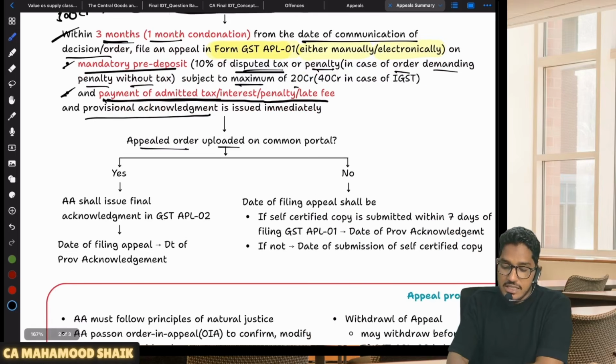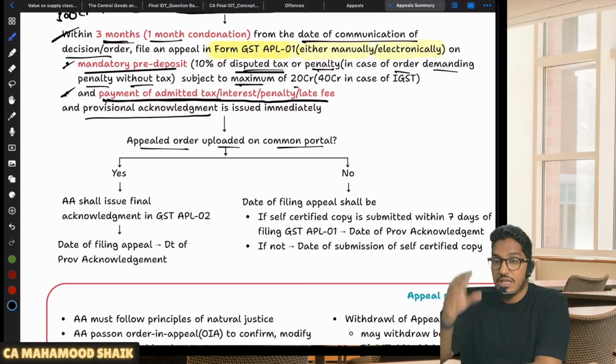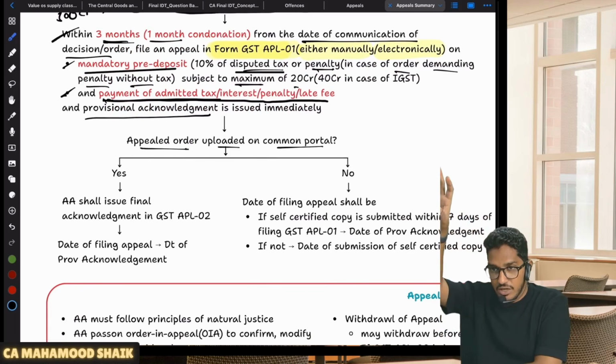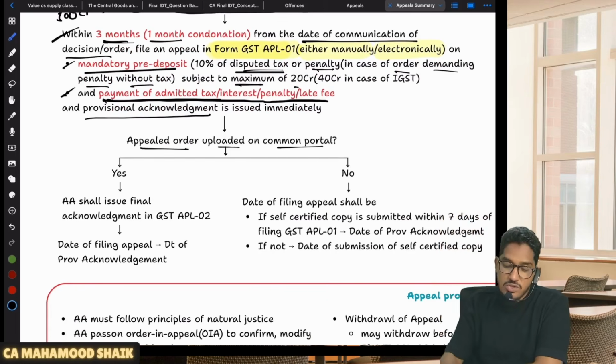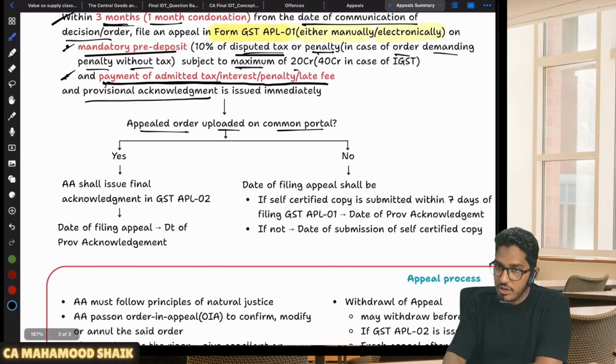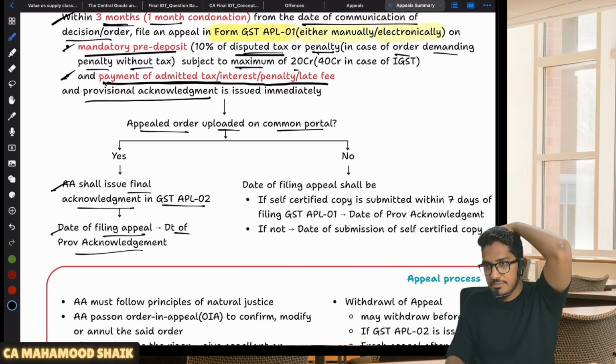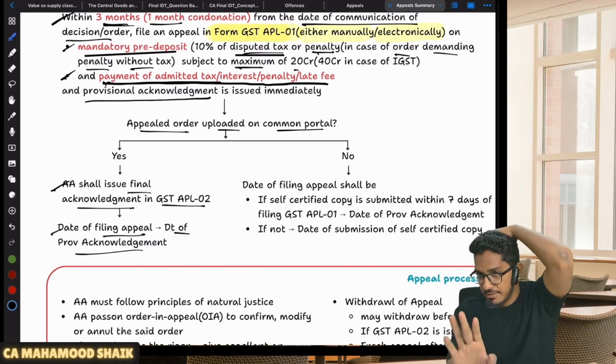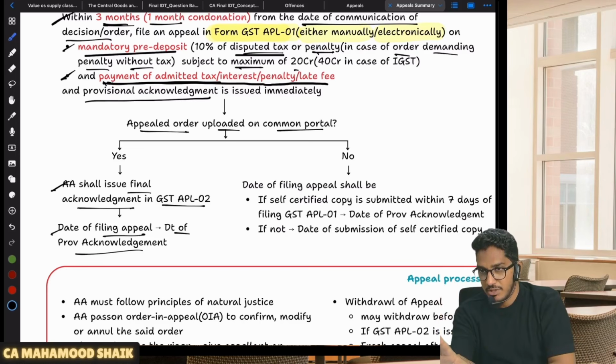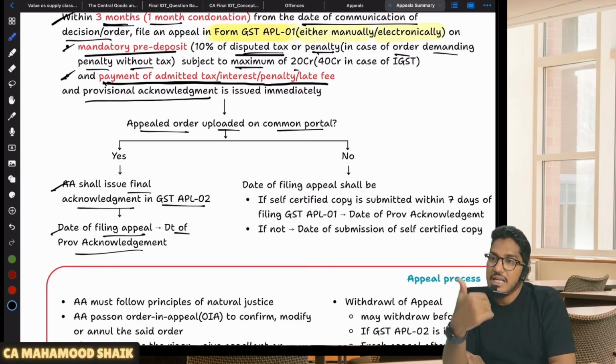If the appealed order is uploaded on the common portal, you have got an order. That adjudicating authority's order will be there, no? Against which you are challenging. So if it is uploaded on the common portal, immediately the final acknowledgement also will come in GST APL 02, and the date of filing appeal will be considered as the date of provisional acknowledgement only. Why? Because if you have the order ready, sometimes the order will be made available on the common portal only. So you can simply upload that order copy on the common portal. Immediately provisional acknowledgement will be generated. Within a few minutes, final acknowledgement also will be generated.